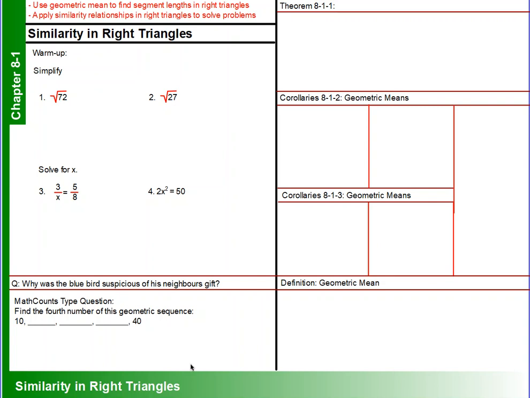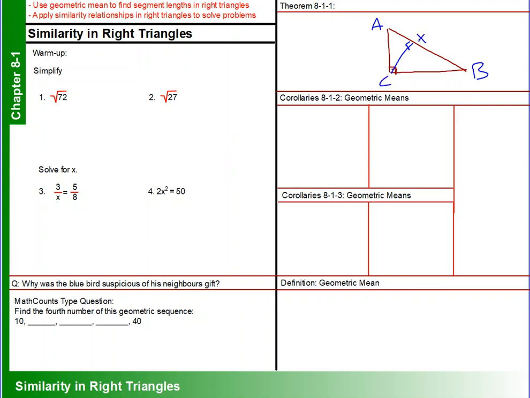All right. So for theorem 8-11, we're going to be taking a look today mostly at triangles to explain the geometric mean. And so I'm going to go ahead and draw a right triangle here. And then I'm going to draw an altitude here. We're going to pretend that's a straight line. And so I'm going to put some labels here. Let's say we have A, B, C.